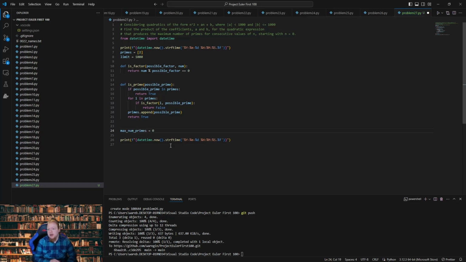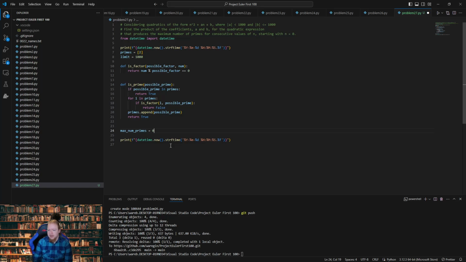So maximum primes is equal to 0. Because what we're going to end up having to do in order to do this without knowing more high-level maths is simply make the formulas and test them out, right? So what's a great way of doing this?